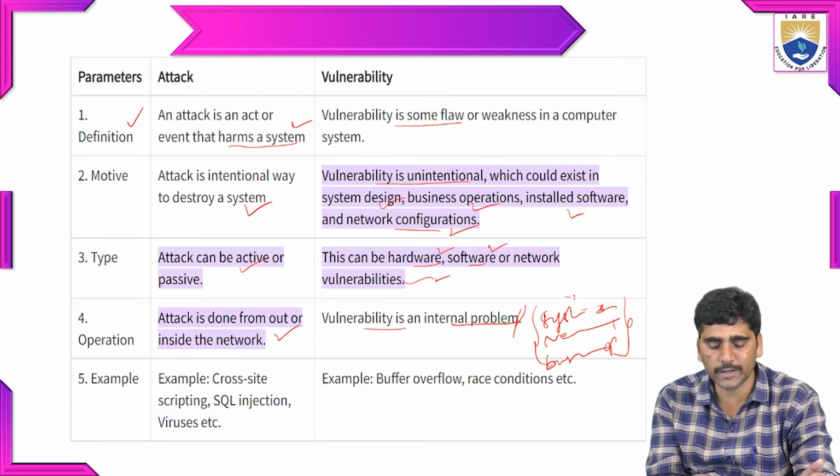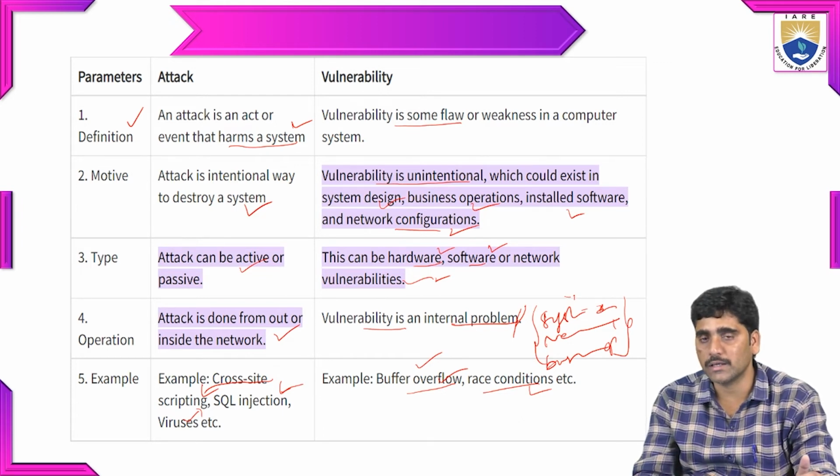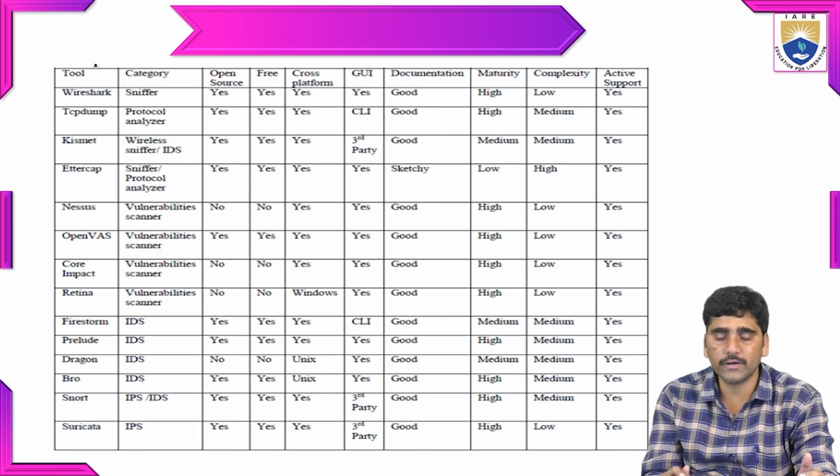Examples of attacks are cross-site scripting, SQL injection, and viruses, such as malware and Trojan horses. Examples of vulnerabilities are buffer overflow and race conditions. So these are all the differences between attacks and vulnerabilities.